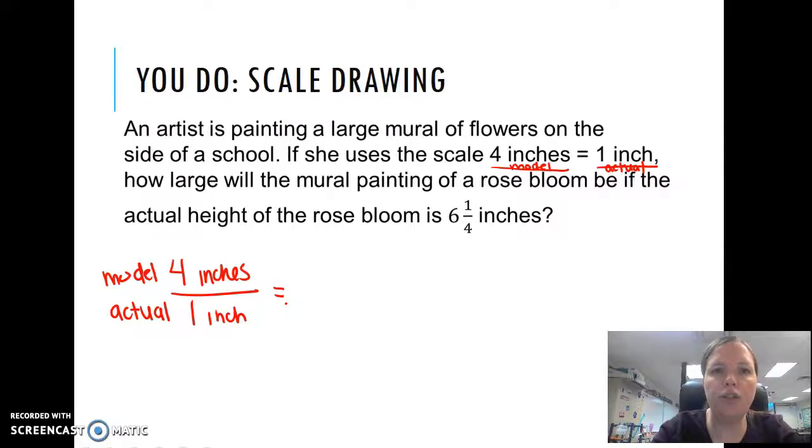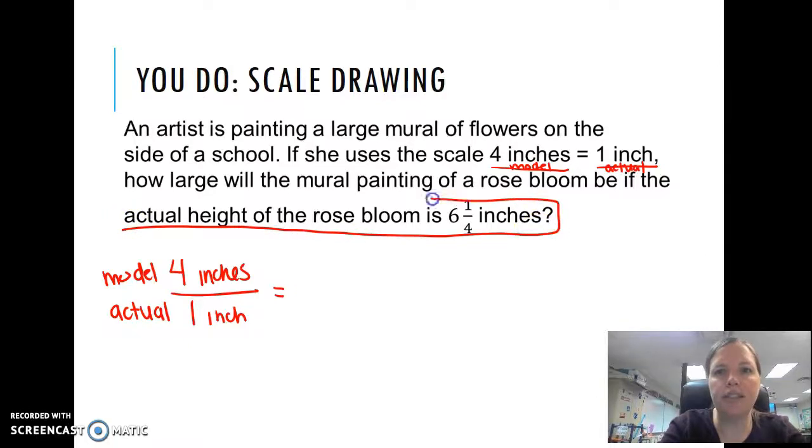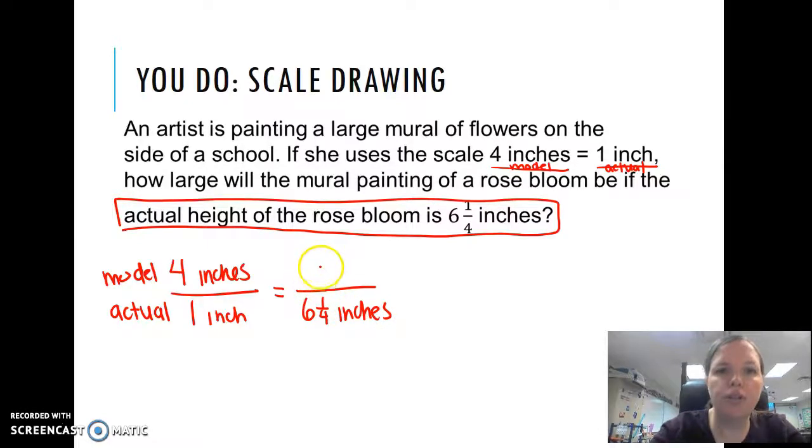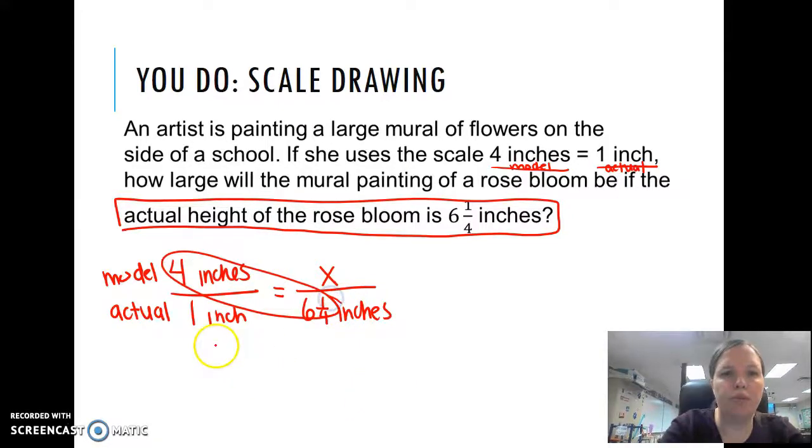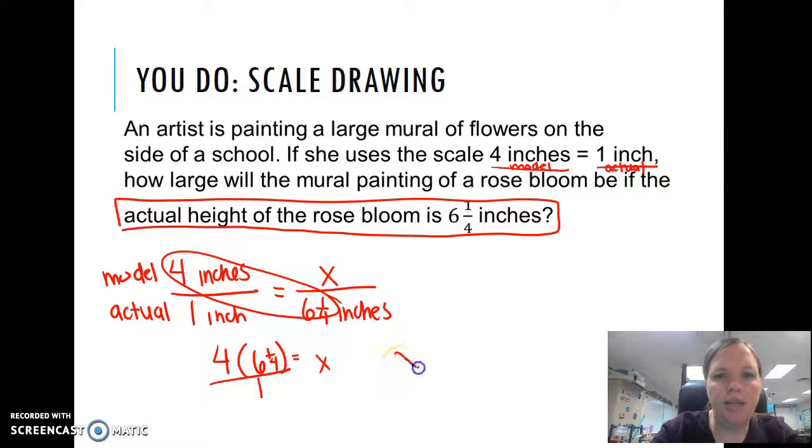It says, how large will the mural painting of a rose bloom be if the actual height is 6 1/4 inches? So we have the actual number. The actual number would be 6 1/4 inches. It says how large will it be on the mural. So that's our x. That's what we don't know. So we're going to set up our proportion and we cross multiply. 4 times 6 1/4, and that would be divided by 1. And that value would be 25.